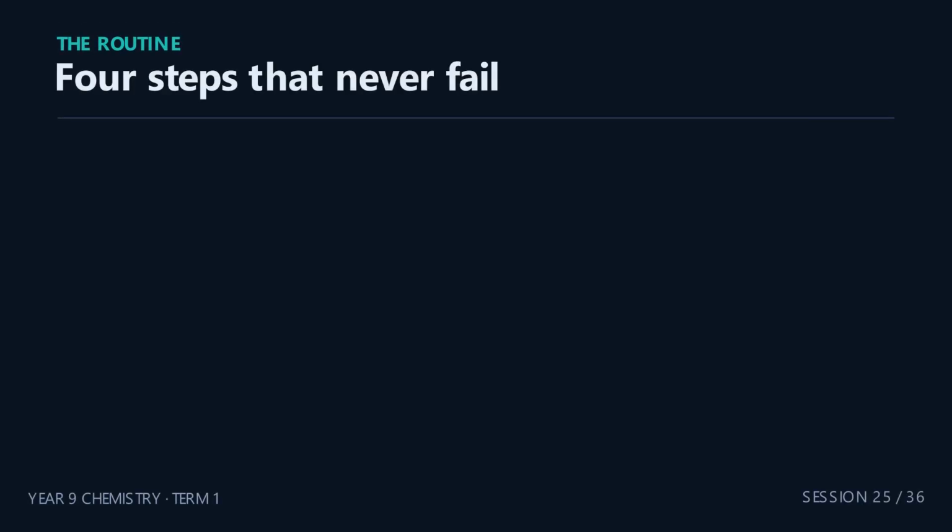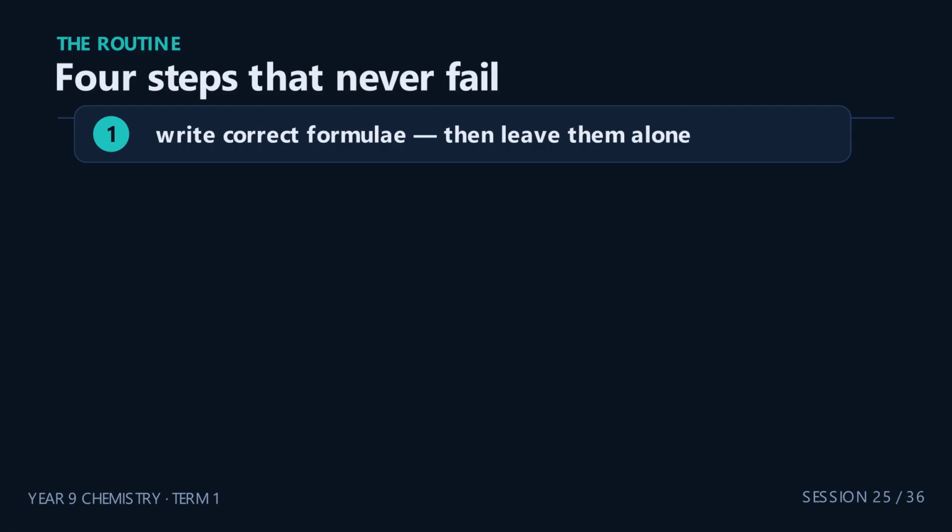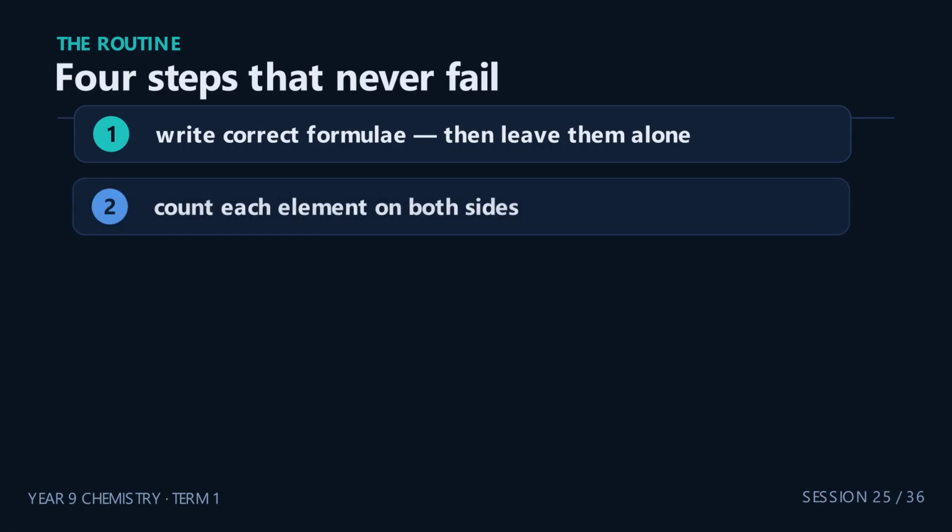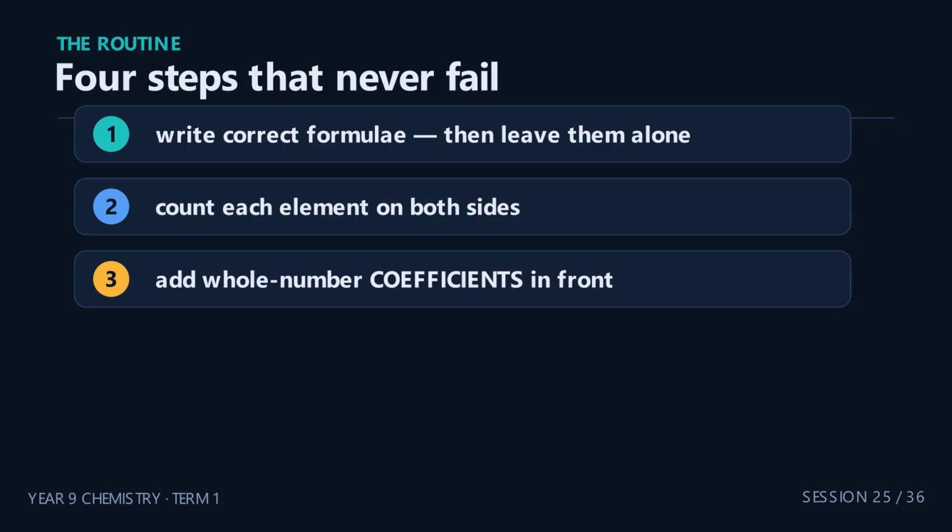Here's the 4-step method that never fails. Step 1, write the correct formulae and don't touch them again. Step 2, count each element on both sides. Step 3, add whole number coefficients, the big numbers in front, to even things up. Step 4, recount everything and simplify to the smallest ratio.